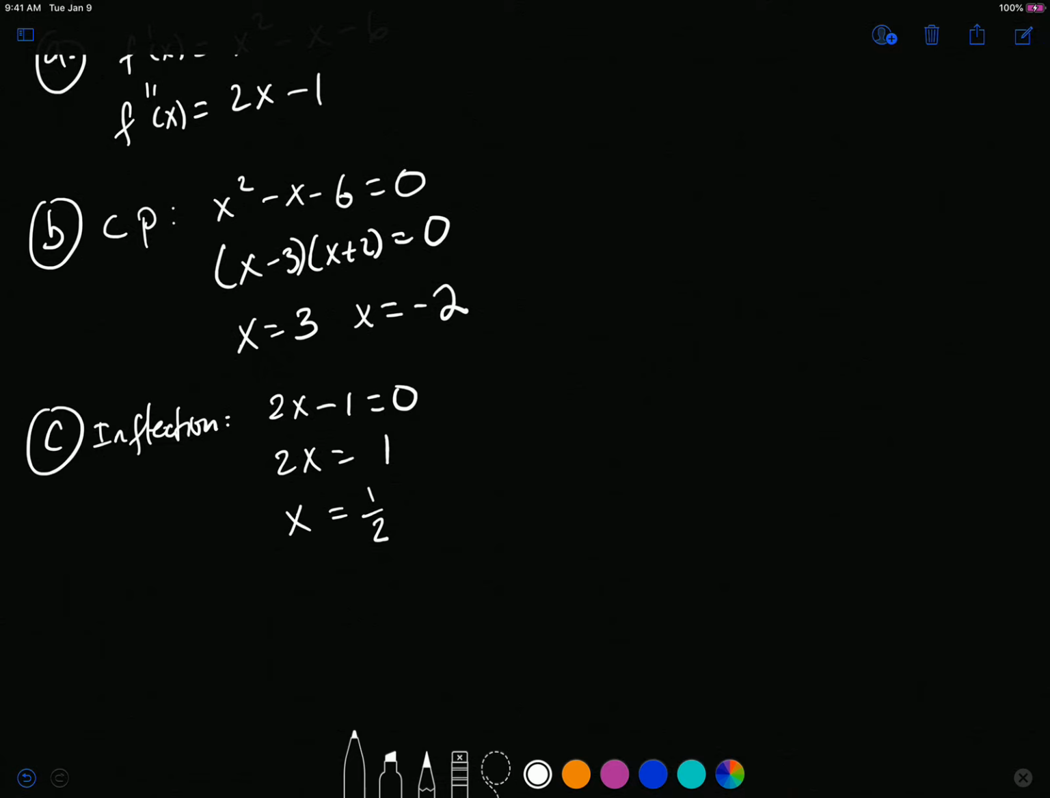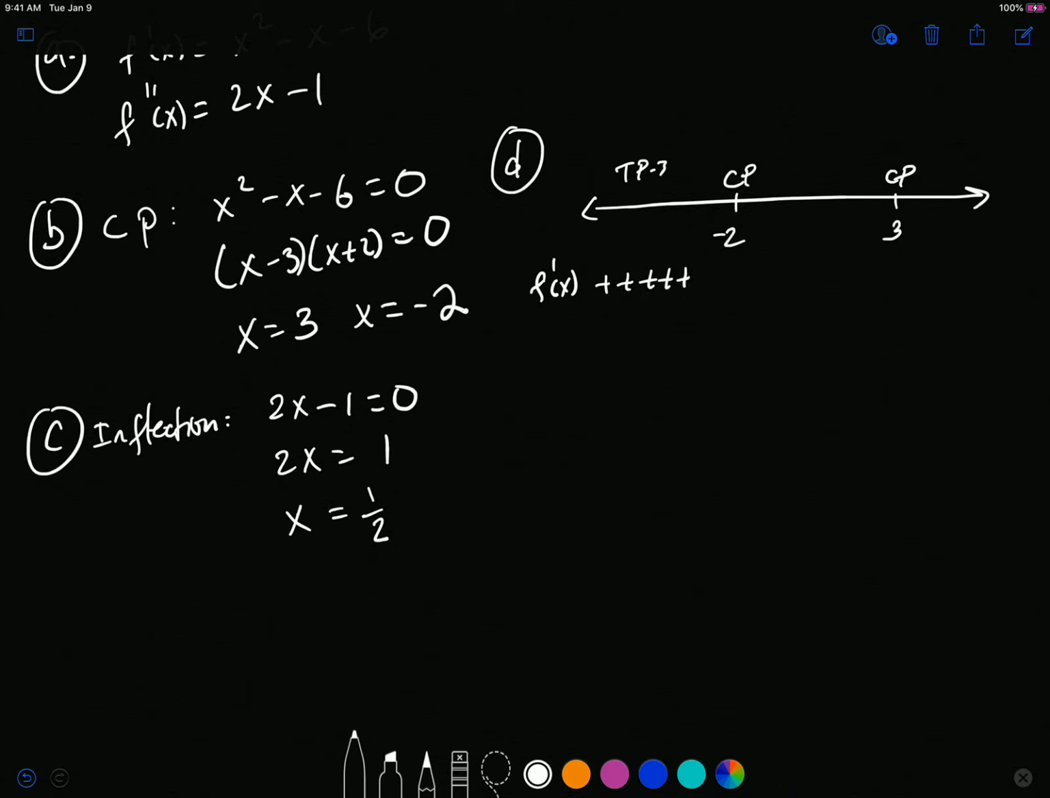Now they want me to create a sign chart for each of those. So for step D, I draw a long number line. In this number line I have -2 and I have 3. That's a critical point. That's a critical point. And I have my function f'(x). When I take a number smaller than -2, say for instance -3, and plug it into this function, the answer I get is positive. And so therefore it is going to be plus right here. Remember, I like putting lots of positives.